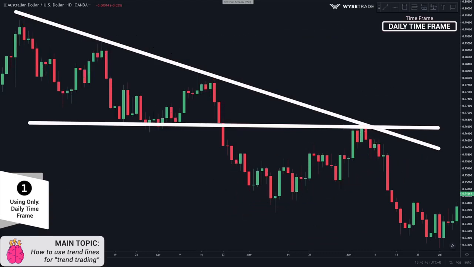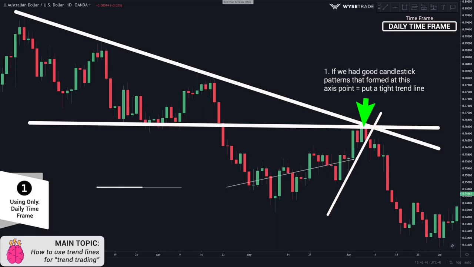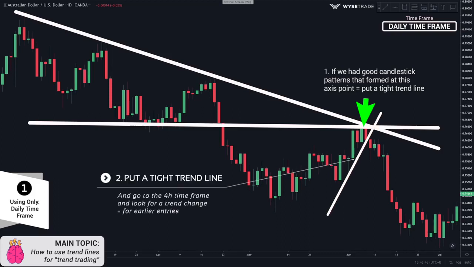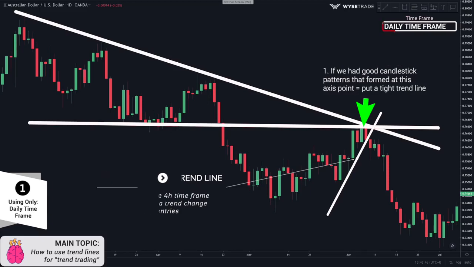Now, here's where you take your trading to the next level. If we had good candlestick patterns occurring right at this access point here, you would have placed a very short-term trend line up tight like this and waited for a break of this tight trend line on the lower time frames and take an even earlier entry, which we'll get into right now. So let's jump to that.